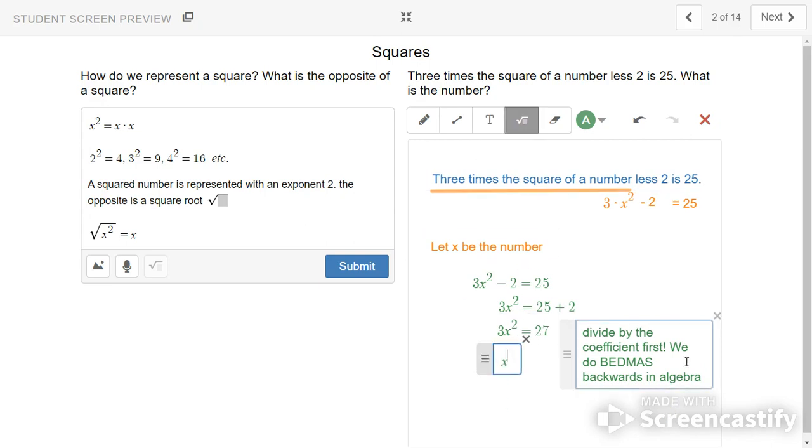So we have x squared is equal to 27 divided by 3. We're going to throw on the square root. The square root of x squared is now equal to the square root of 9. Square root of 9, put it into your calculator or remember that 3 squared is equal to 9, and we have x is equal to 3.